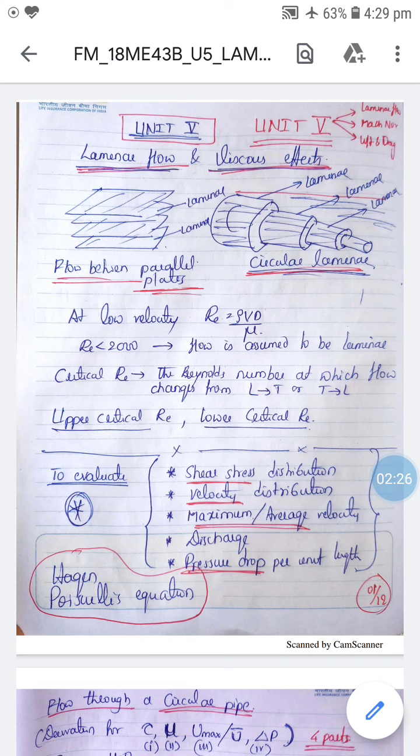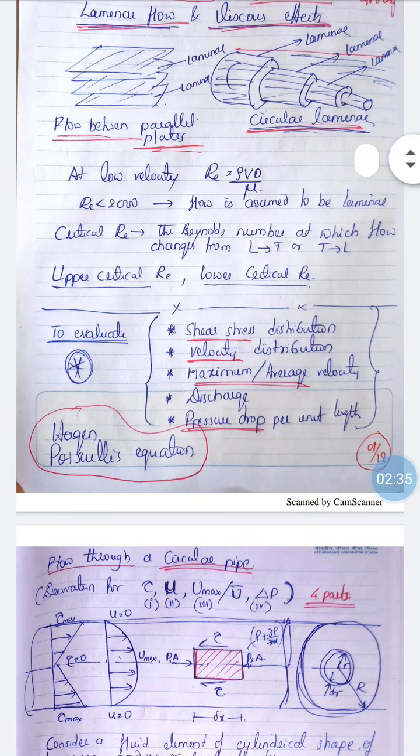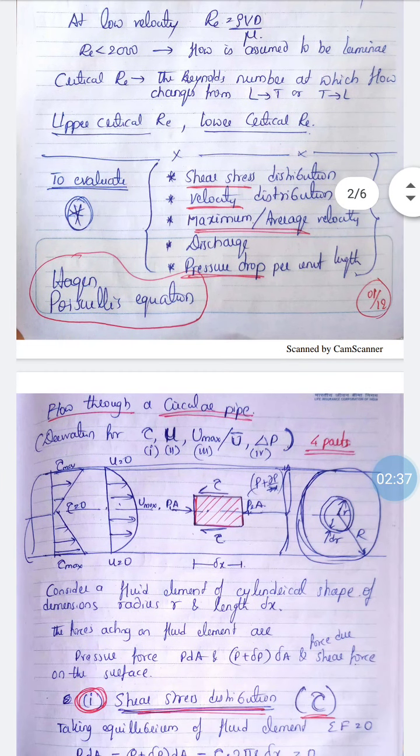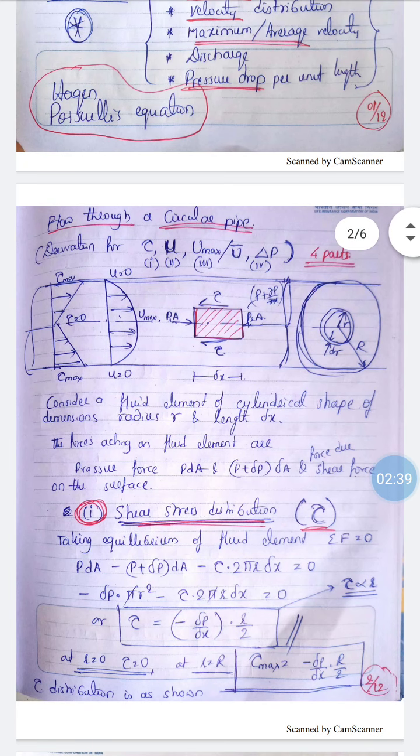Similarly, how the velocity varies and what is the ratio of maximum to average velocity, and finally, for a given length, how much pressure will drop. This is what we are going to discuss here. This is also called the Hagen-Poiseuille equation. So, please go through the diagram.